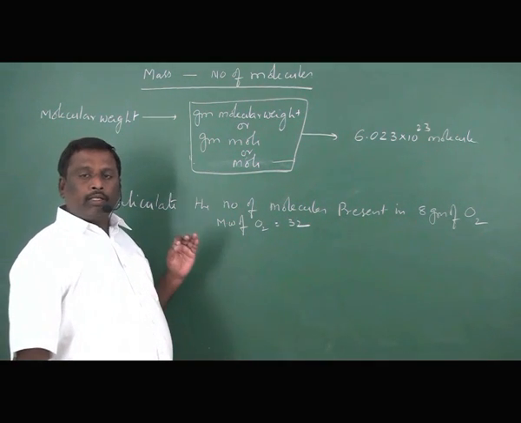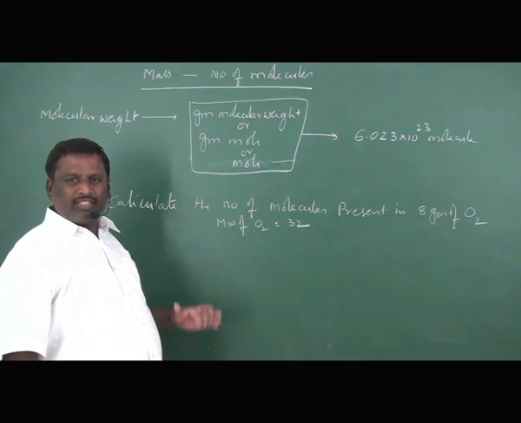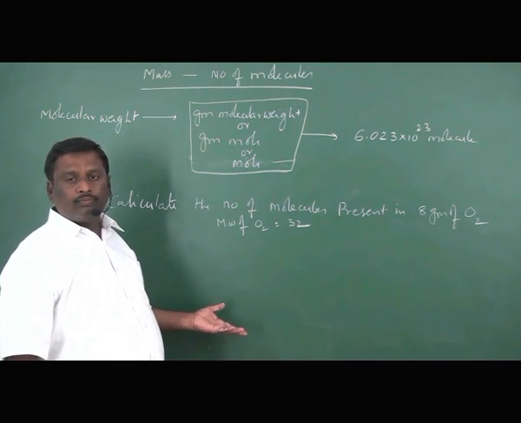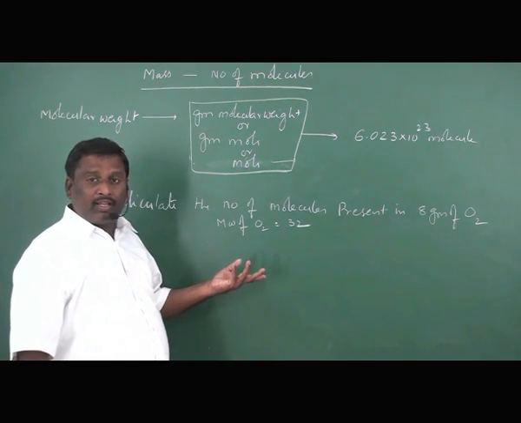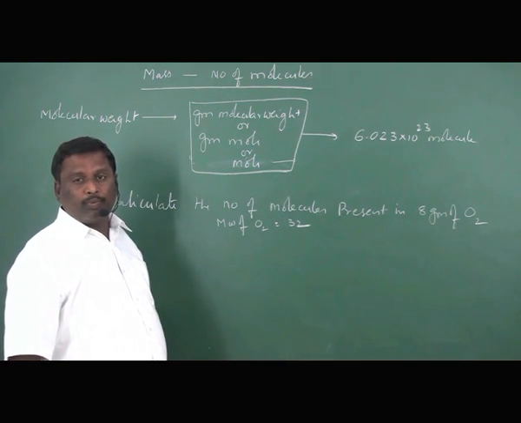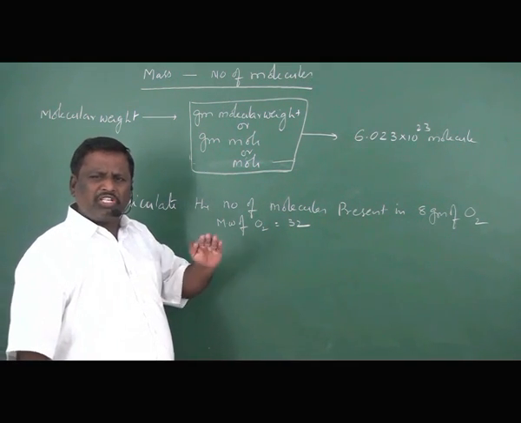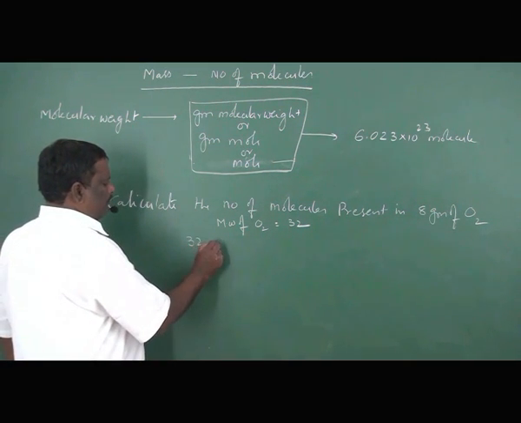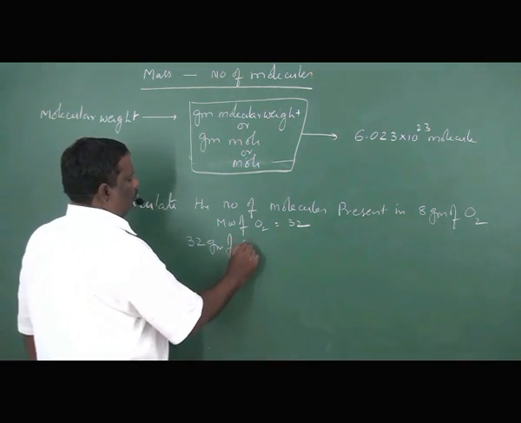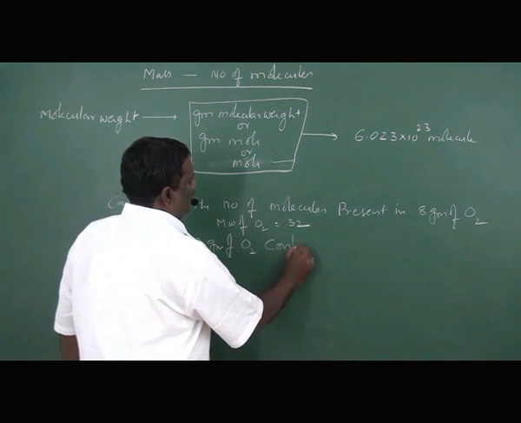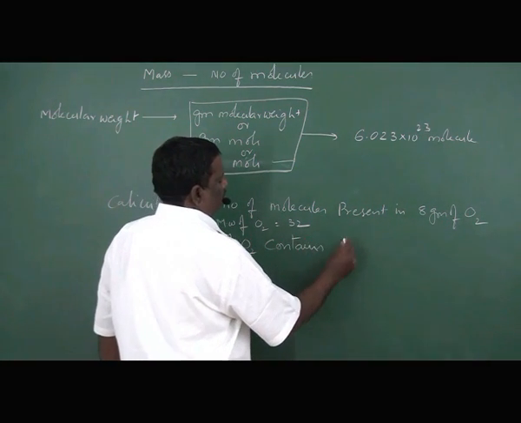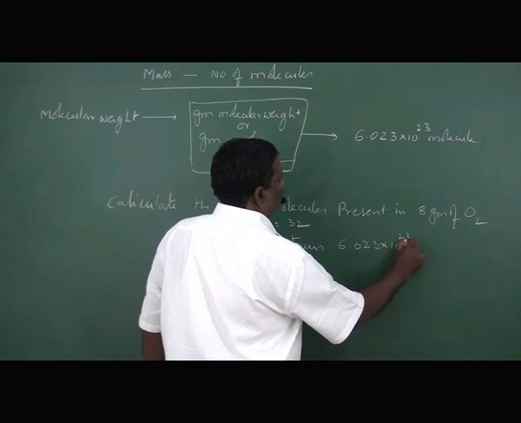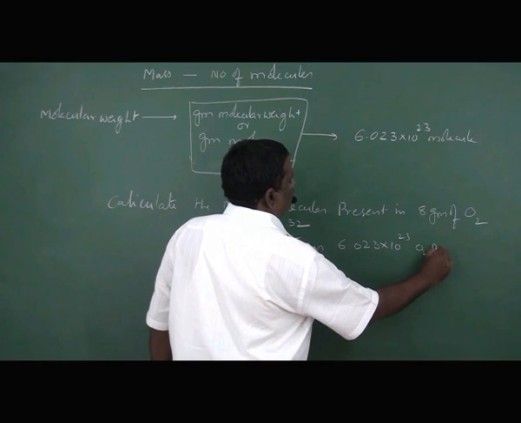So 32 grams of oxygen, that means the gram molecular weight of oxygen, is equal to 1 mole. And 1 mole of any substance will contain 6.023 into 10 to the power 23 molecules. That is the standard relation. So 32 grams of O2 contains 6.023 into 10 to the power 23 O2 molecules.